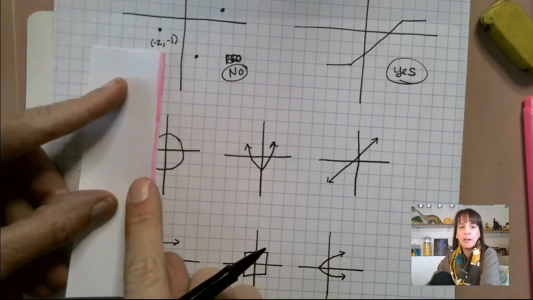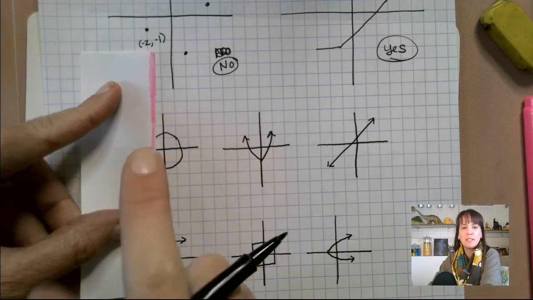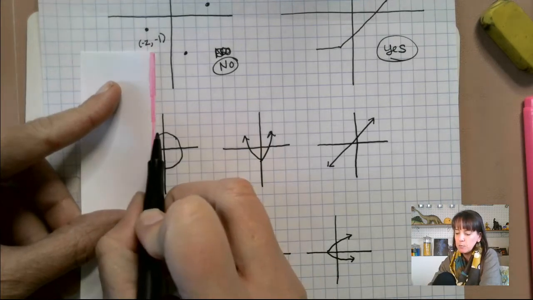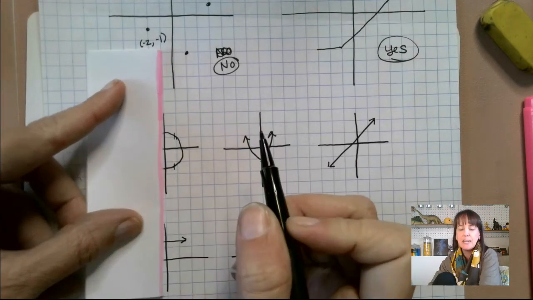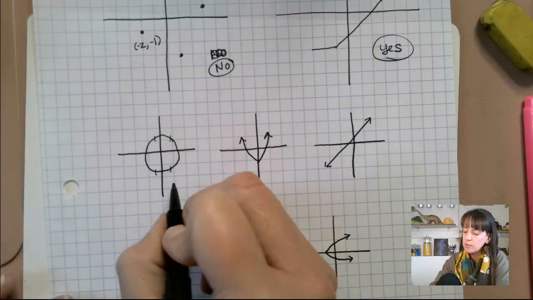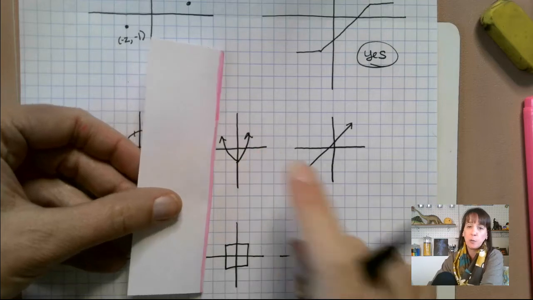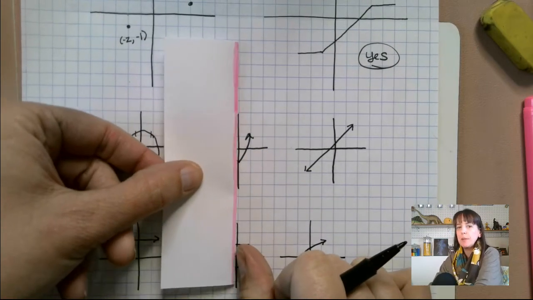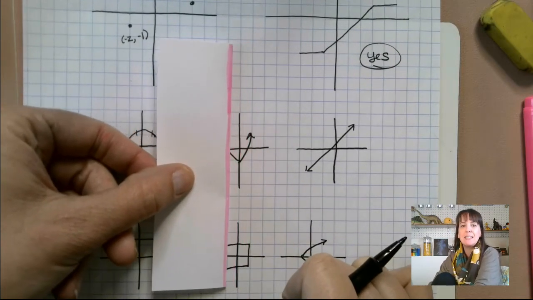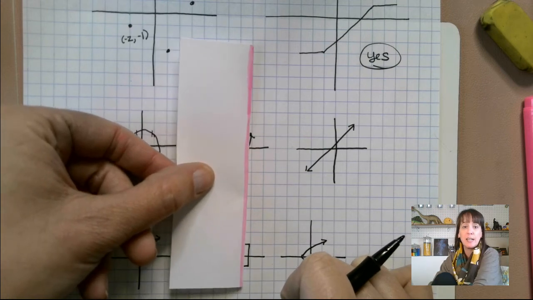Is this guy right here a function? No, because you can see, look, right here it crosses more than once, right here it crosses more than once, an infinite number of times it crosses more than once. So this is a no. Is this guy, this funny shape is called a parabola, by the way. You'll get more into that, but does this guy pass the vertical line test? Yes, because it does not cross more than one time.